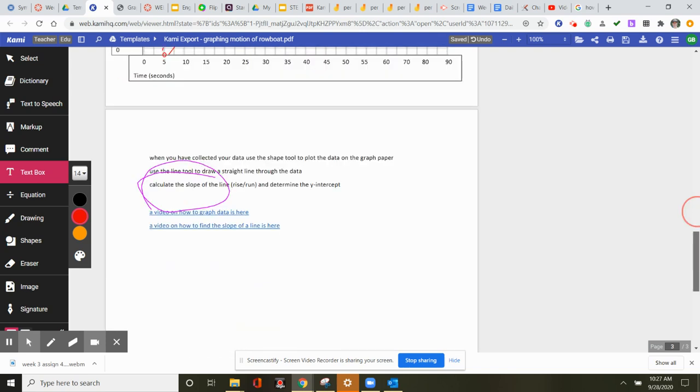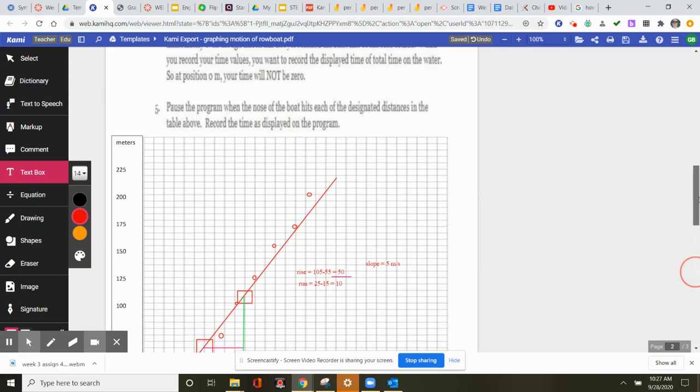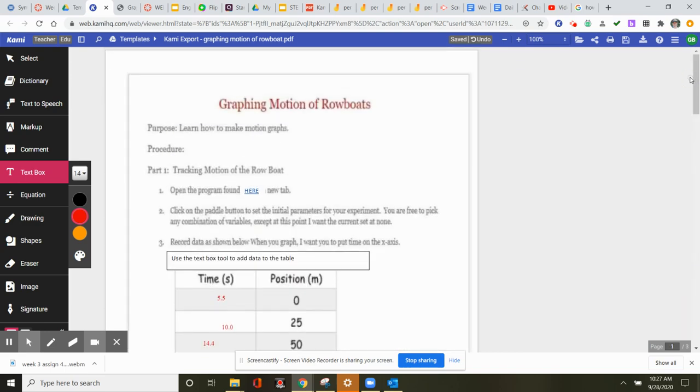So that's all I wanted you to do for this assignment. And there were videos down here to show you how to make the graph, how to graph the data, how to find the slope of a line. I did an example. And now here is a video so that you can finish the lab and hand it in.